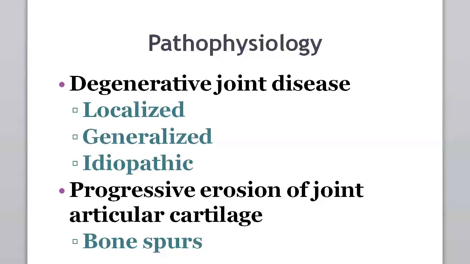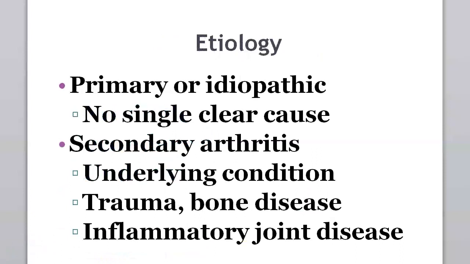Secondary OA is caused by an underlying condition such as an injury, a congenital malformation, metabolic, endocrine, or neuropathic disease, or some other medical cause. It's a progressive erosion of joint articular cartilage, and bone spurs can also occur. And again, for primary or idiopathic, there really is no single clear cause. Secondary arthritis has an underlying condition, trauma, bone disease, or some kind of inflammatory joint disease.